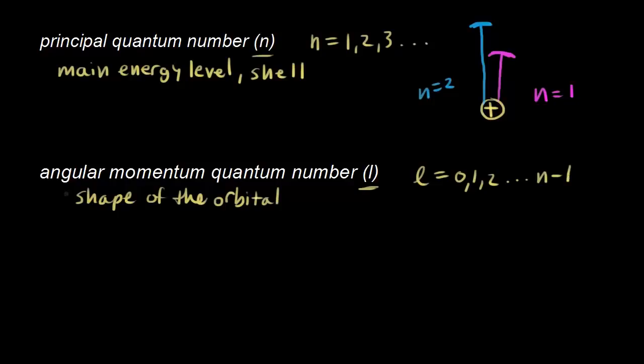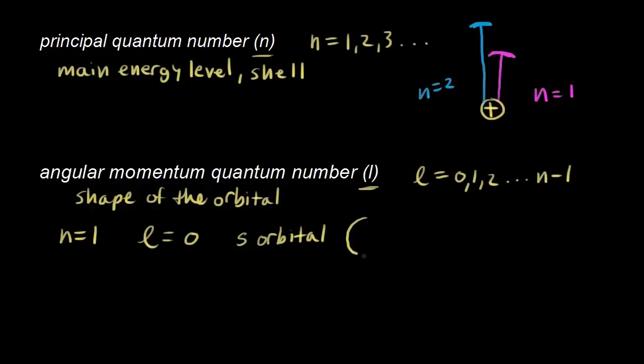For example, let's talk about the first main energy level, or the first shell. So n is equal to 1. There's only one possible value you could get for the angular momentum quantum number l. n minus 1 is equal to 0. So that's the only possible value, the only allowed value of l. When l is equal to 0, we call this an s orbital. So this is referring to an s orbital. And the shape of an s orbital is a sphere.